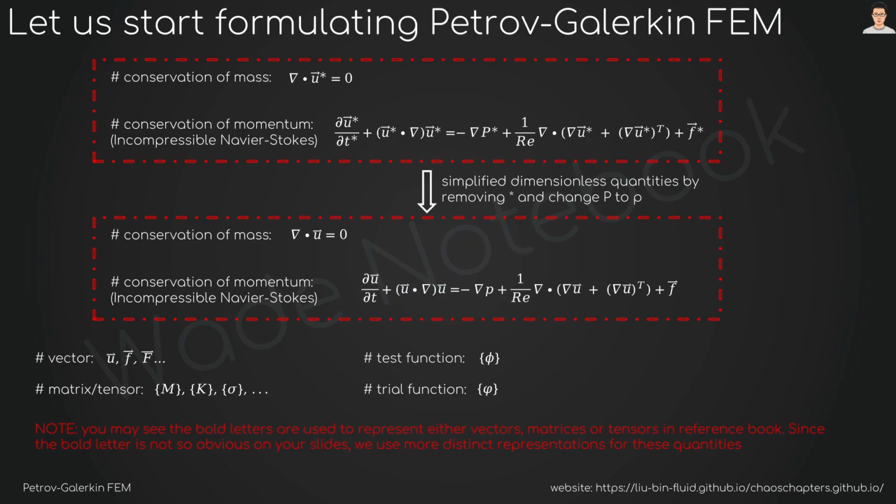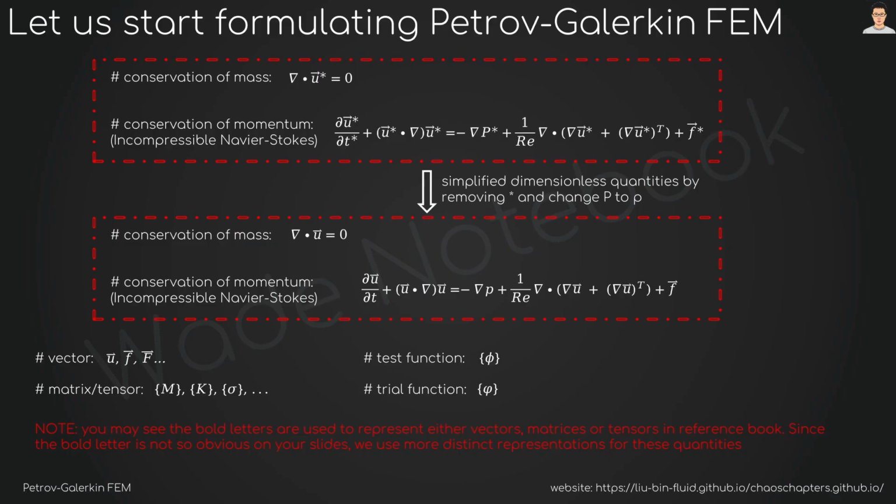From the last video, we have derived the dimensionless form of the governing equations of incompressible flow. We introduced the modified pressure term to combine the pressure term and gravitational term together. The modified pressure is commonly used in the Navier-Stokes equation in single-phase flow. Before formulating the Petrov-Galerkin finite element formulation, we want to simplify the symbols of dimensionless terms by dropping the asterisk superscript and represent the modified pressure as lowercase p instead of the capital letter P.